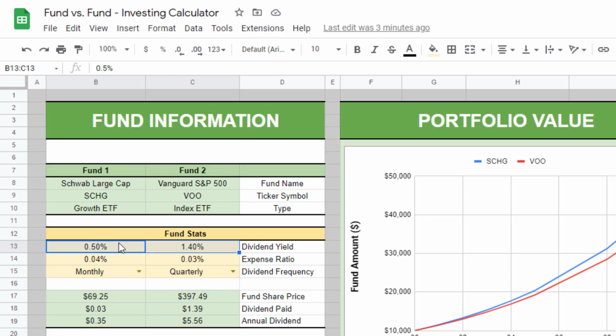And then we'll come back to my fund versus fund calculator and use the numbers that we received from Seeking Alpha and input that into my calculator and see what we can get for the next 10 years.